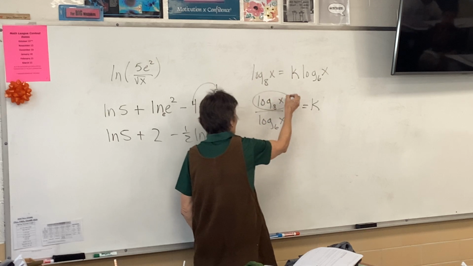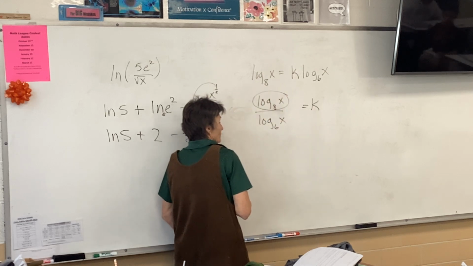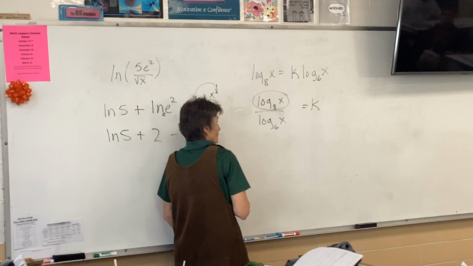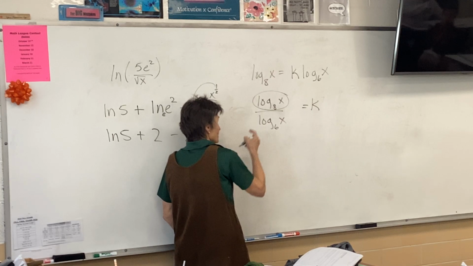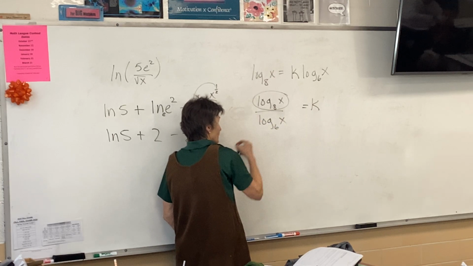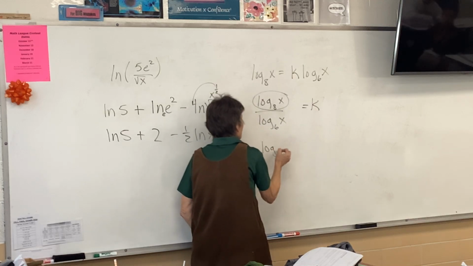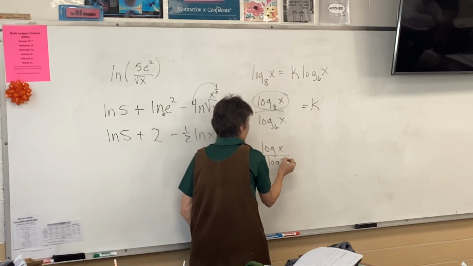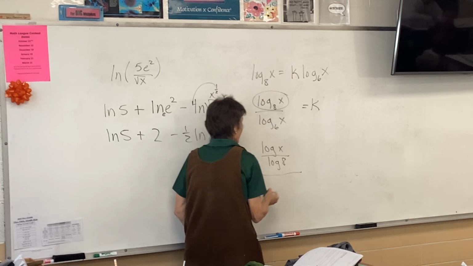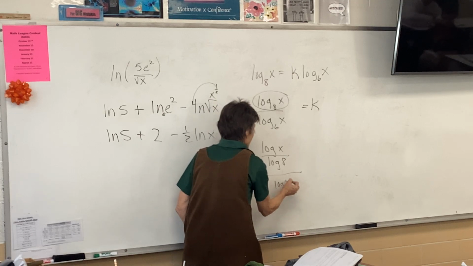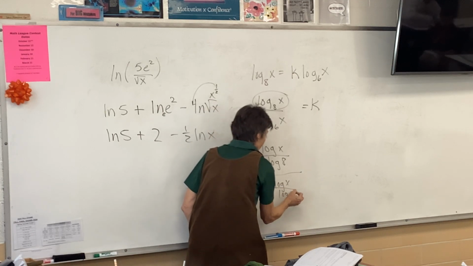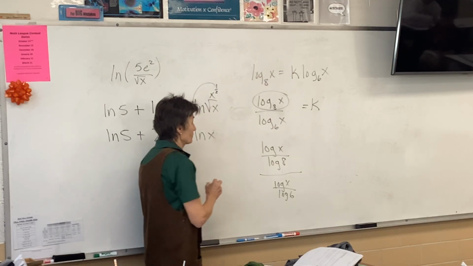This can be rewritten. Remember how that works? That's going to equal log x over log 8. And likewise, that one is log x over log 6. That's my k.